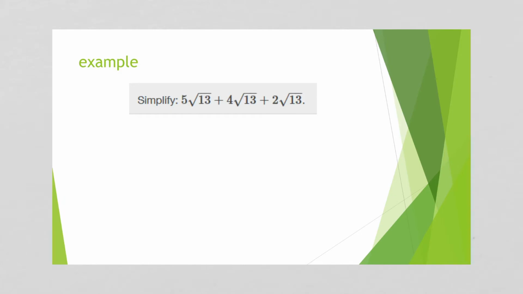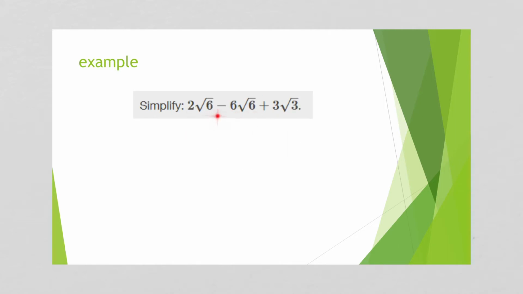Sometimes you have more than 2 terms, and in this case, we have all like terms because what's under the radical is 13 in each one of them. So we would use our order of operations, and we would do this addition in order from left to right. So 5 plus 4 is 9. 9 plus 2 is 11 square roots of 13. That's it.